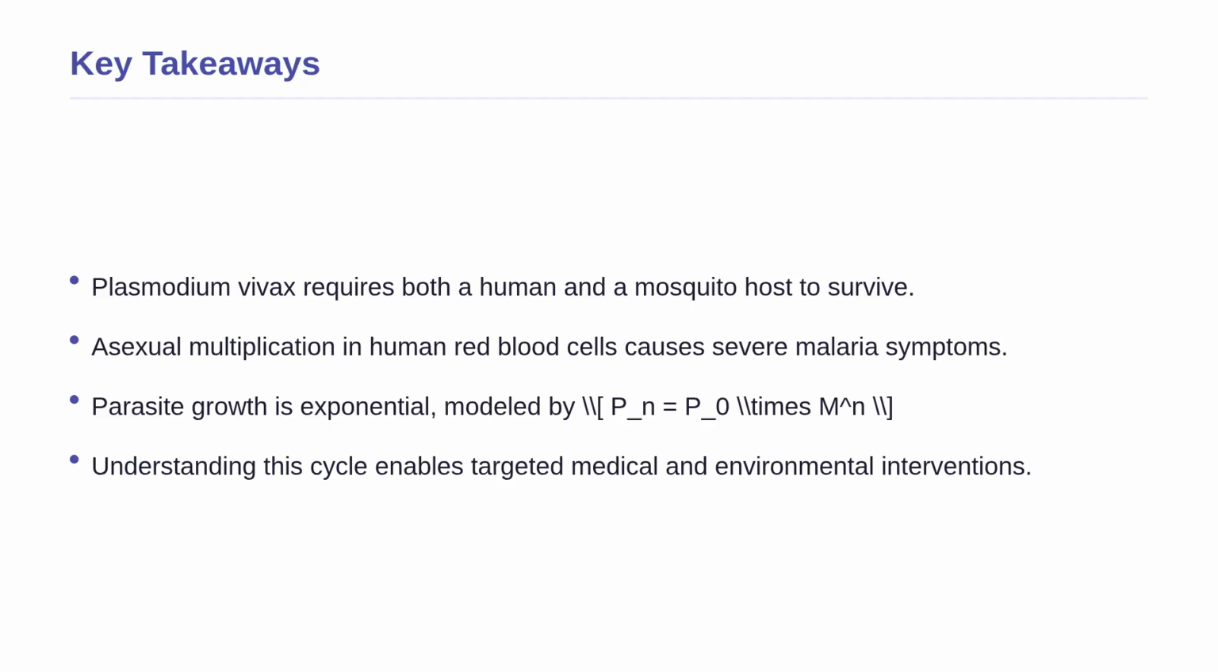To wrap up our lecture, let us review the most important ideas we have covered today. First, Plasmodium vivax relies on a complex digenetic life cycle, requiring both a human and a mosquito host to survive. Second, it is the explosive, exponential asexual multiplication inside human red blood cells that causes the devastating symptoms of malaria. We can model this mathematically to predict symptom onset.